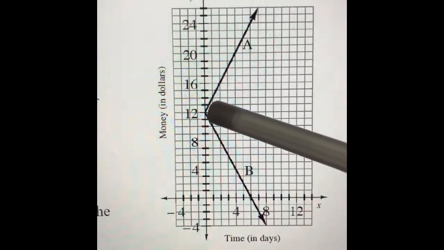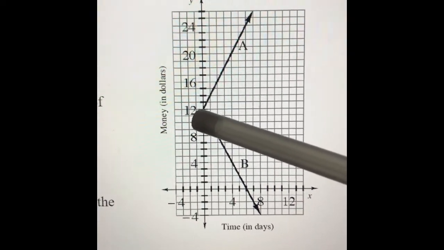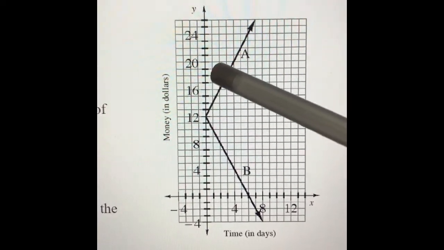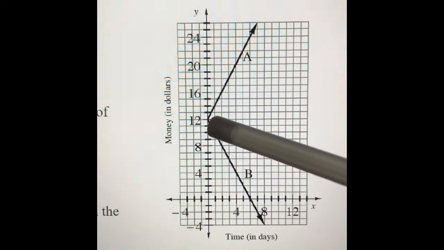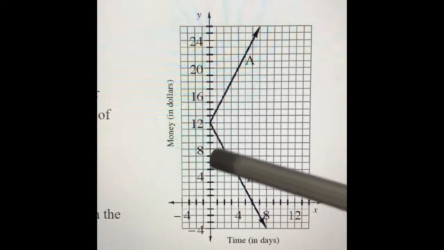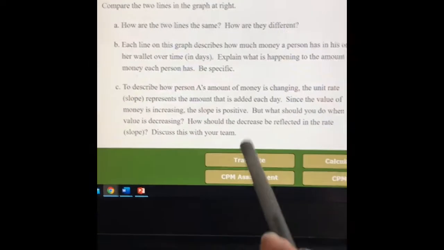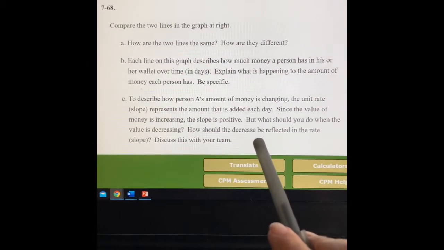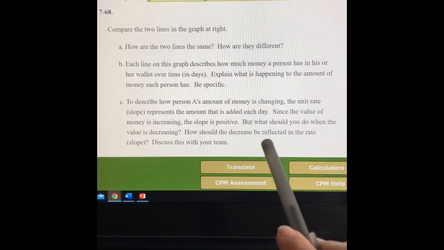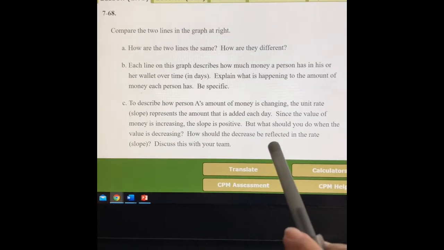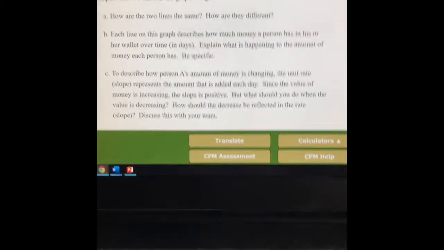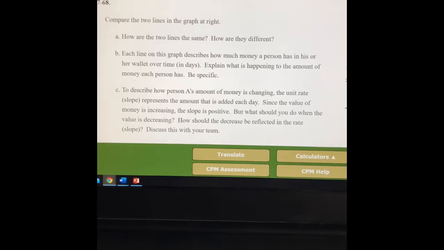So I already kind of did that when I said, okay, well, A is positive 2 over 1, and I said that B was a -2 over 1. So that means the answer for C, I just put that we could represent the decrease with a negative symbol. And that shows decreasing.